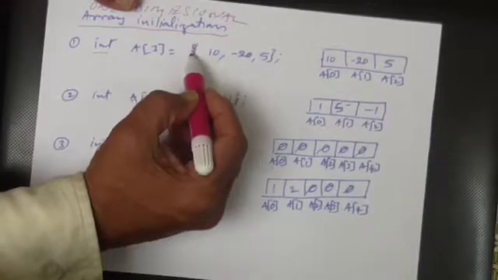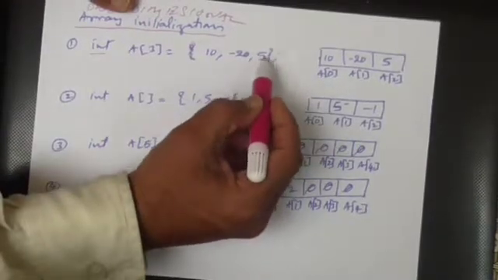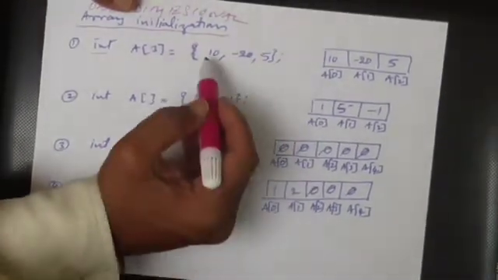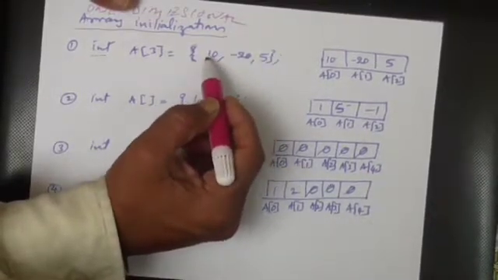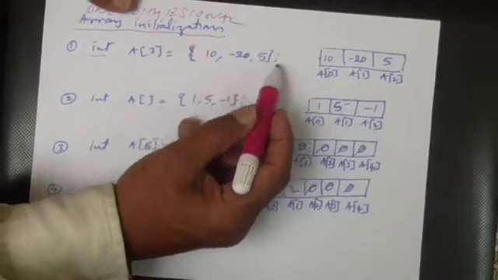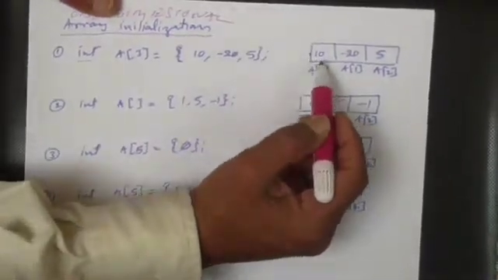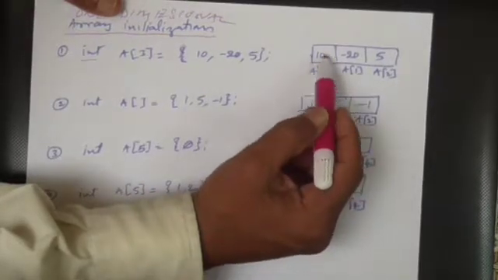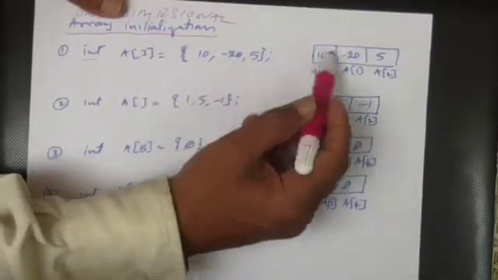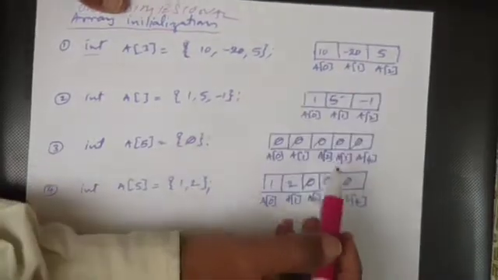The initialization is generally done within curly brackets, and the elements are separated by commas: 10, -20 and 5. As I said, consecutive memory is allocated. So here for a, 3 memory locations are allocated and their values are initialized as this.